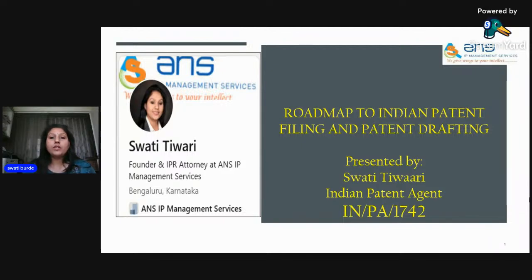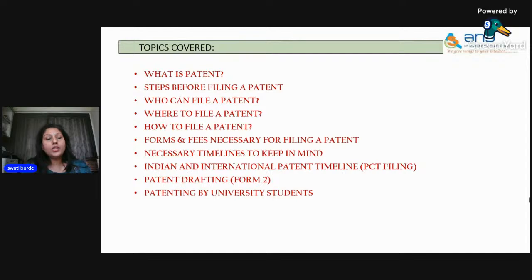So, today I'll be talking about the roadmap to Indian patent filing and patent drafting. The topics which I will be covering are: what is a patent, steps before filing a patent, who can file a patent, where to file a patent, forms and fees necessary for filing a patent, necessary timelines to keep in mind, Indian and international patent timelines, PCT filings, patent drafting, which is basically Form 2 for an Indian application, and patenting by university students.